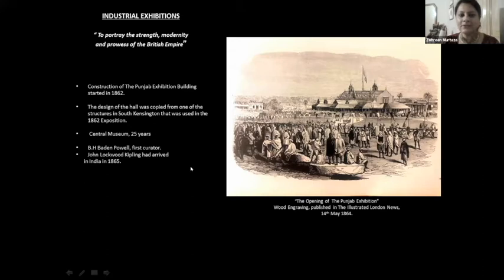The design of the building hall and the architecture itself was copied and transplanted, something that will recur throughout this presentation. It was copied from a structure that was erected in the 1862 exhibition in South Kensington. And right, so let's move on to the next one.